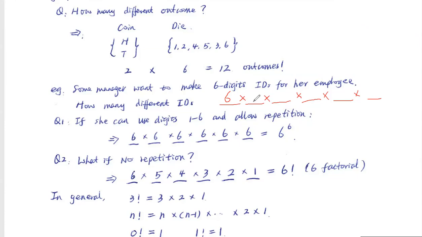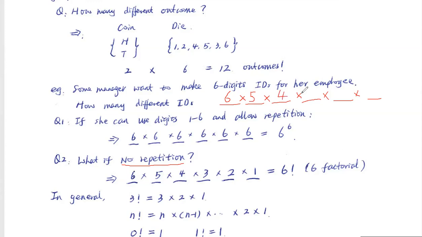Now the question is for the second digit. Because no repetition is allowed, the first number cannot be reused. So how many numbers are left? 5 numbers left, so choose 1 out of those 5. How many choices? 5. Follow me. And the third digit: because we have chosen 2 numbers already, we cannot reuse those 2 numbers. So how many choices are left? 4.